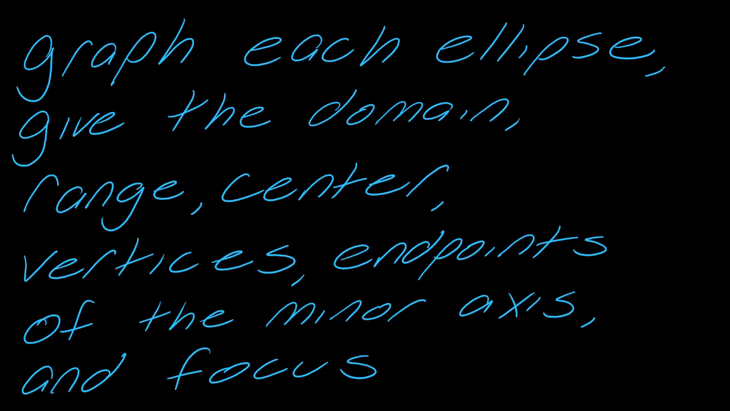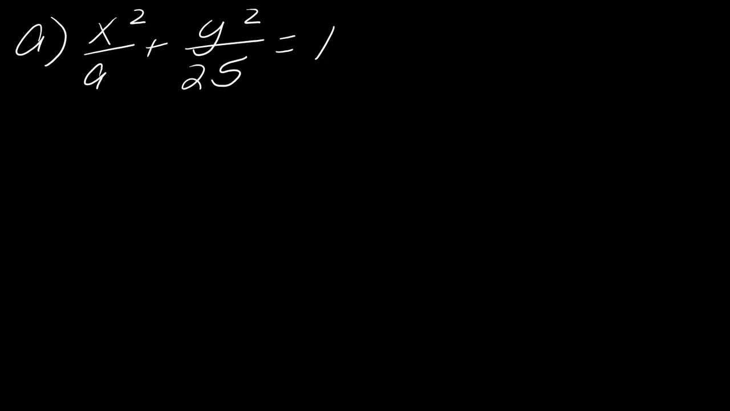Okay, so now we can go into some exercises. We're going to graph each ellipse. We're going to give the domain, range, center, vertices, endpoints of the minor axis, and foci. Basically, we're going to take all that information I was just showing you and apply it.